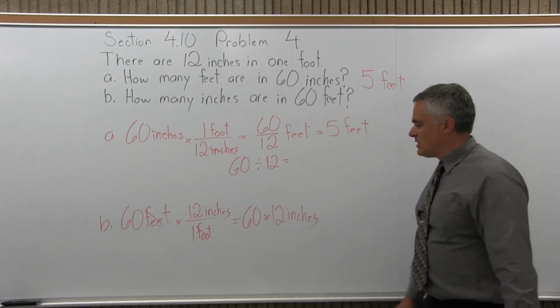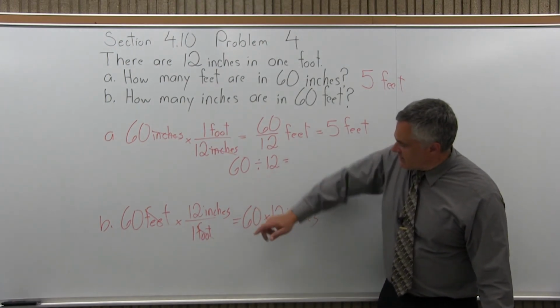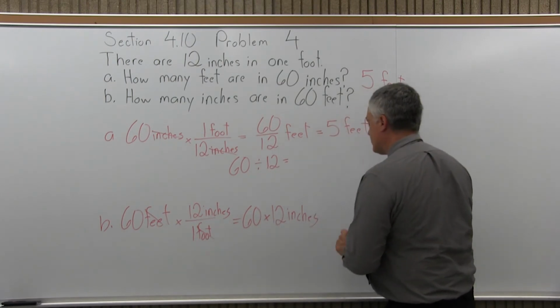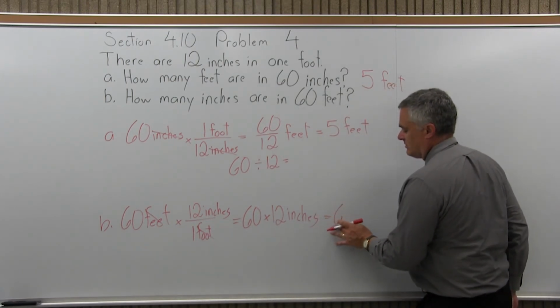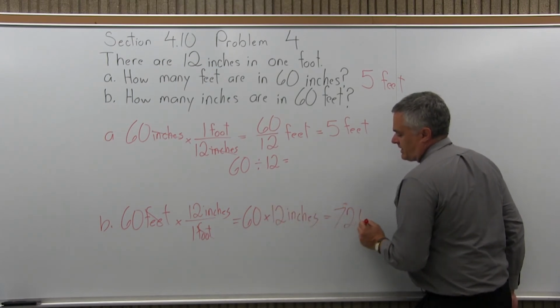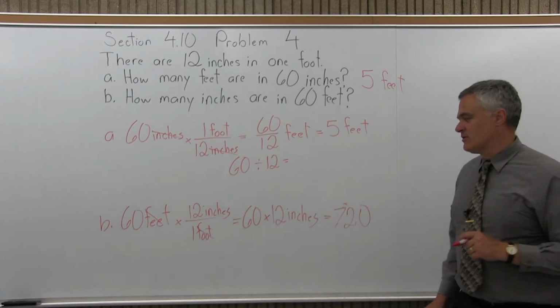60 times 12 is a big multiplication, but you can do it even without a calculator. Just ignore the 0 in the 60. Just make it 6 times 12. Well, I know 6 times 12 is 72. And that 0 that I ignored, put it back in. So 72 with a 0 after it is 720.